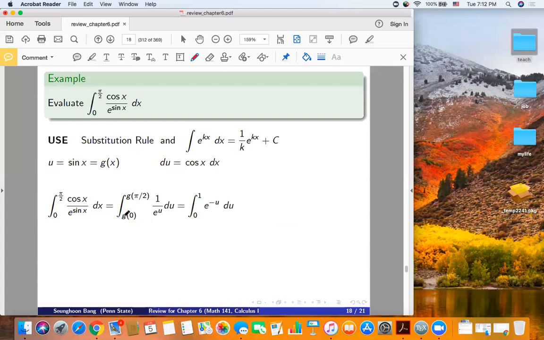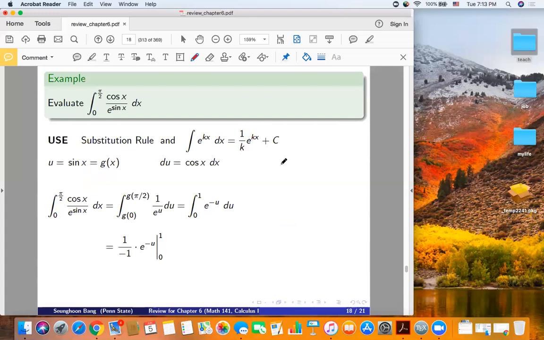Next, simplify. Plug 0 into here: sine of 0 is 0. You plug pi over 2 into x: sine of pi over 2 is 1. So we can use this rule. What is k? k is minus 1.